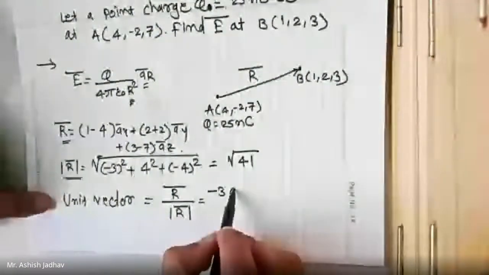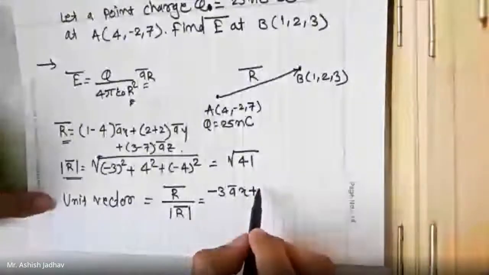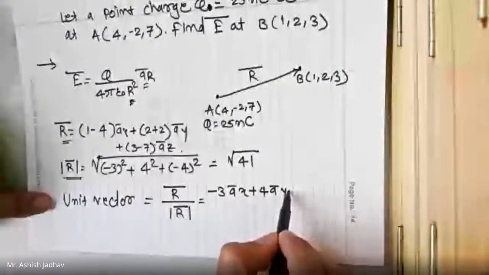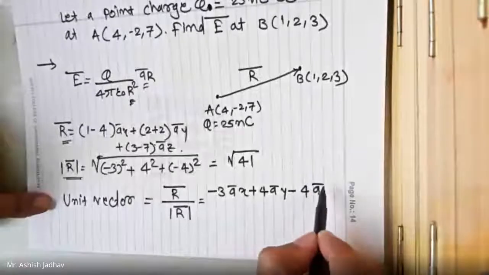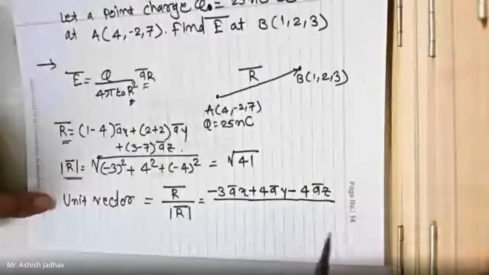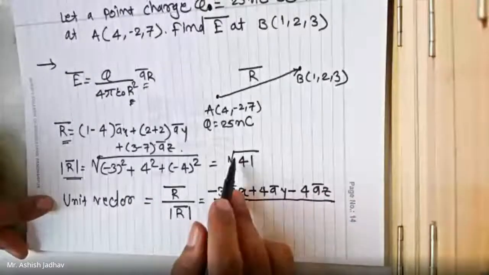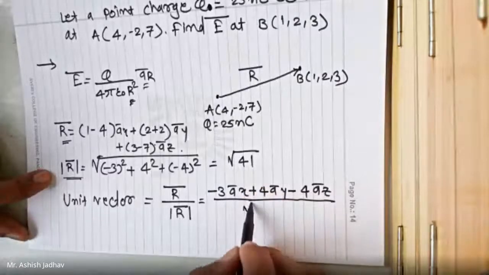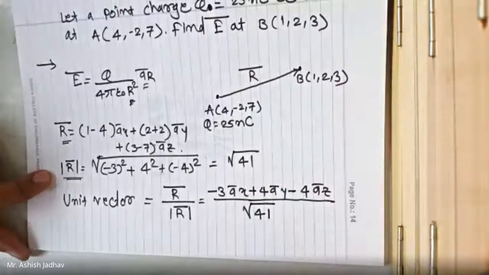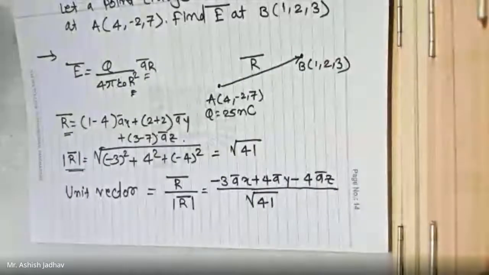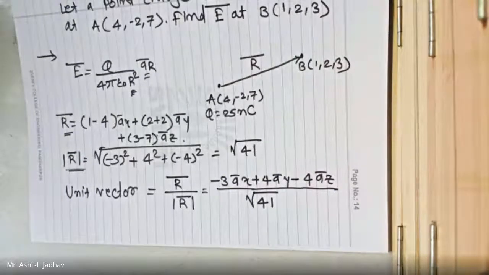Minus 3 a bar x plus 4 a bar y minus 4 a bar z, and divided by the magnitude. The magnitude is under root 41. All of you are getting this vector, magnitude of vector and unit vector? Yes, sir.